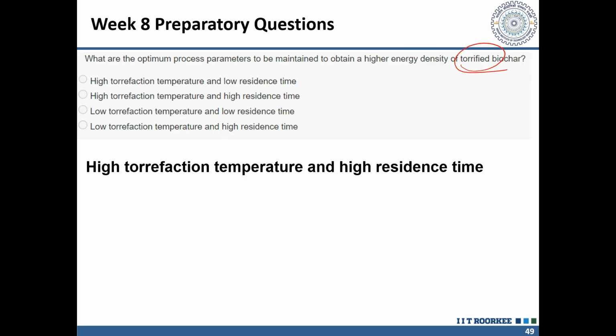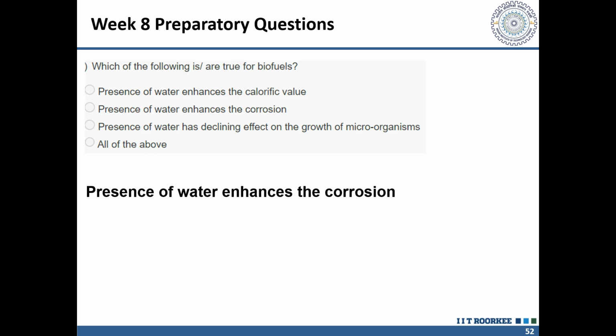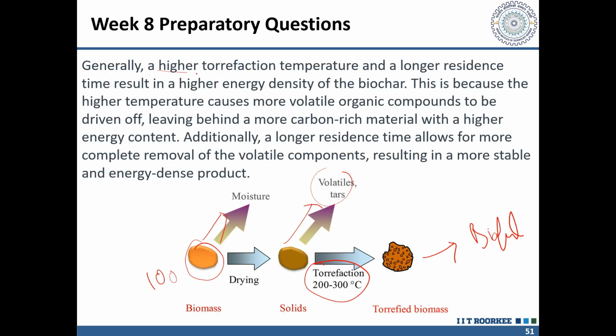So, what are the optimum process parameters to be maintained to obtain a high energy density of purified biochar? We can say that a higher purification temperature and a higher residence time are required to obtain high energy density purified biochar. A higher temperature and longer residence time result in higher energy density of the biochar, because at higher temperature, more volatile compounds can be driven off, leaving behind more carbon-rich material.